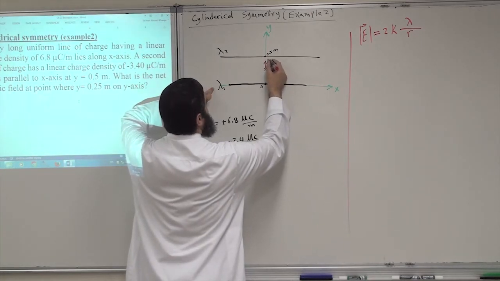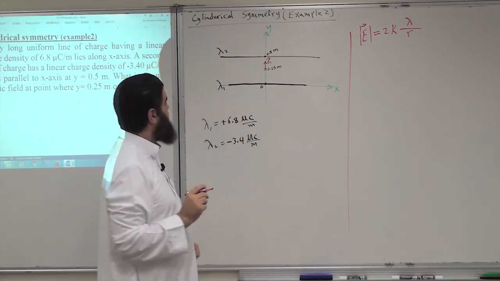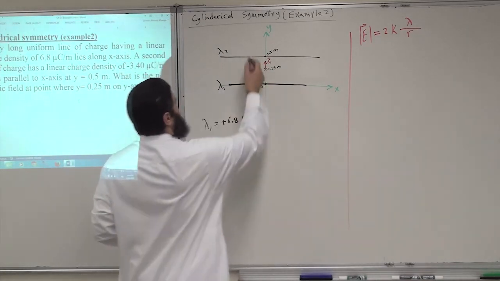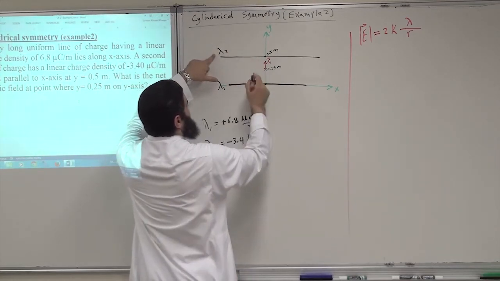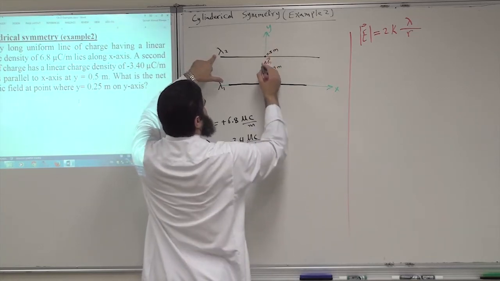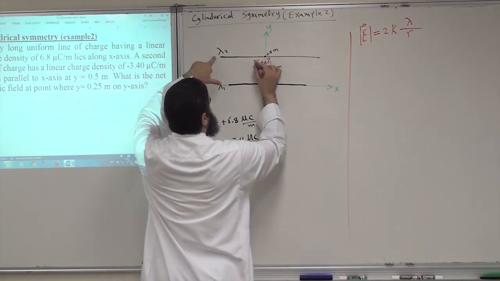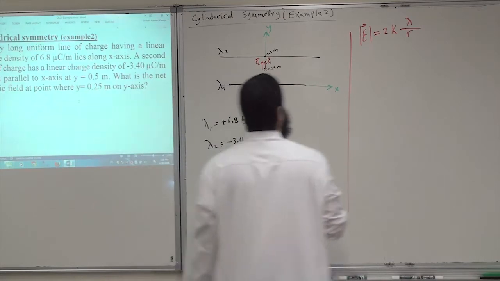Let me call it E1. So E1 is radially upward at this point. What about lambda 2? Lambda 2 will produce an electric field sinking in, or going toward lambda 2. So E2 will be in this same direction. How much is E1 and E2?